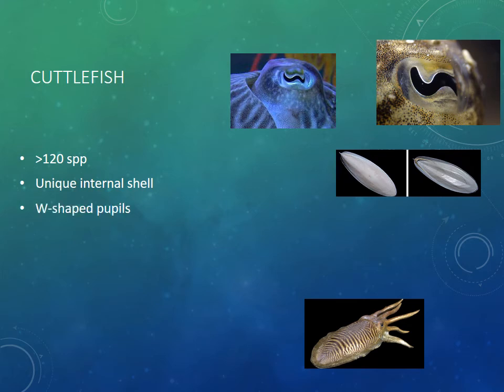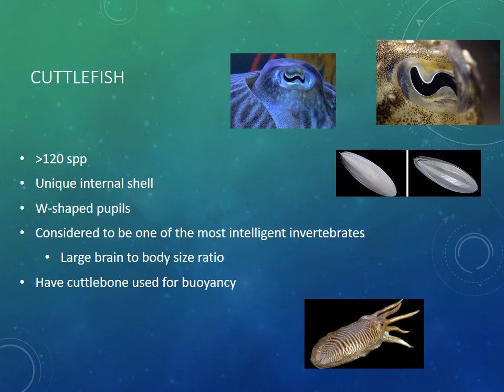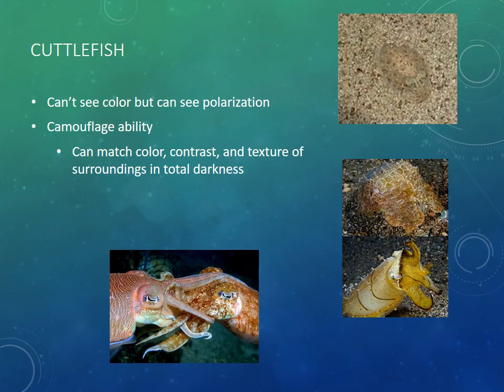They have W-shaped pupils. They are also considered to be very intelligent with a large brain to body size ratio, and they have something called a cuttlebone, shown on the right side, which is used for buoyancy. It's supposed to work like a swim bladder to help it navigate up and down in the water column. Also got the Nautilus.